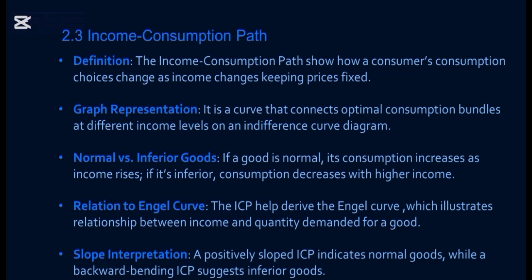Income consumption path shows how a consumer's optimal consumption of two goods changes as their income changes, while prices remain constant. The definition is, it is the locus of equilibrium points as income increases. And it also shows the relationship between income and quantity demanded of two goods. Right, let's see a graph.